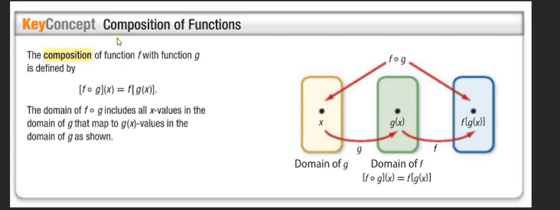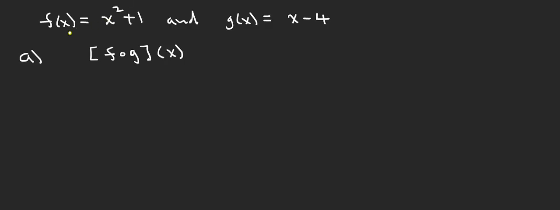Next, we'll look at composition of functions. Composition of functions is like a function within a function. So we have f composition g of x, which is the same thing as f of g of x. And we'll look at some examples of composition of functions. So we have f of x and g of x, and they want you to find f composition g, which is the same thing as f of g of x.